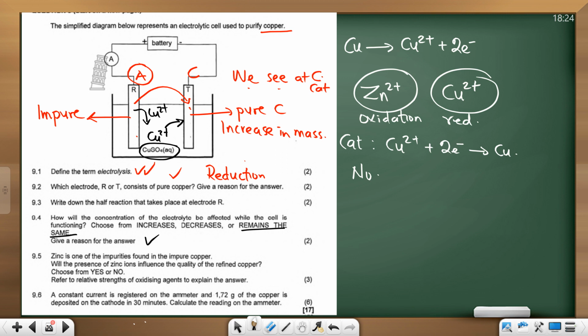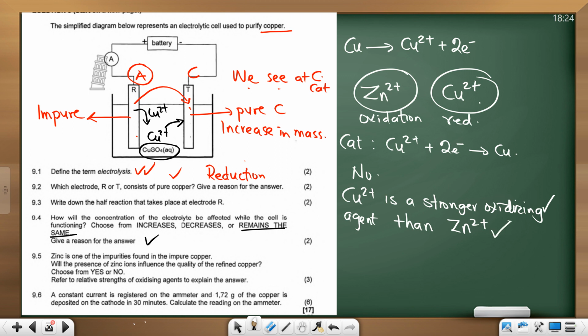I have zinc 2+ and copper 2+. Compared to the strength of oxidizing what? Agent. Since this one is reduced, it's going to be a stronger oxidizing agent. What would my answer be? Cu2+ is a stronger oxidizing what? Agent. When I say stronger, guys, then what? Zn2+. I want you to say Cu2+ is a stronger oxidizing agent, 1. Then Zn2+, 2. Answer, no.